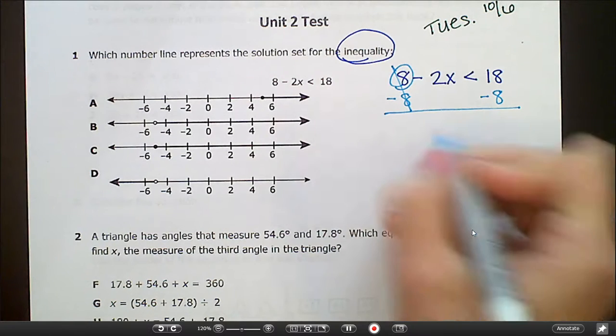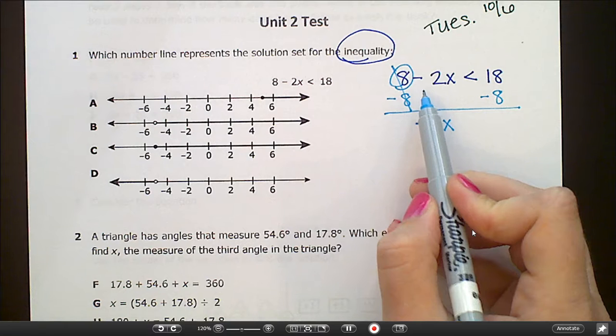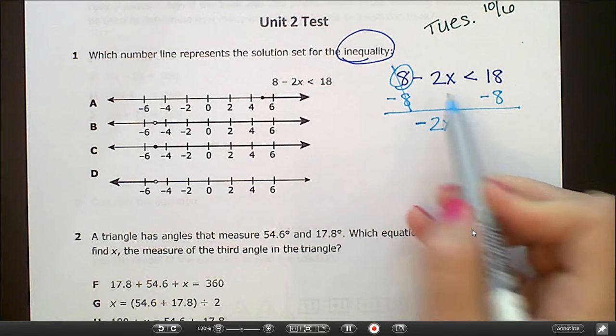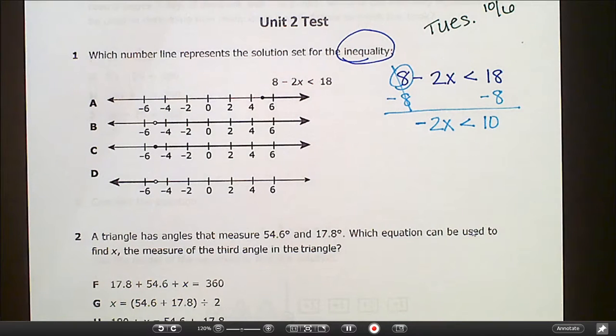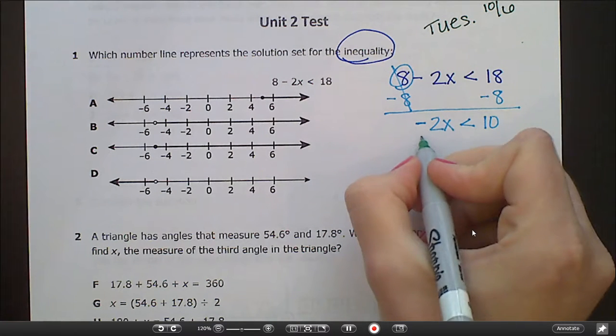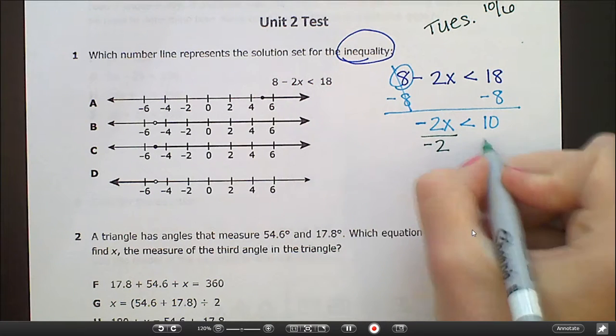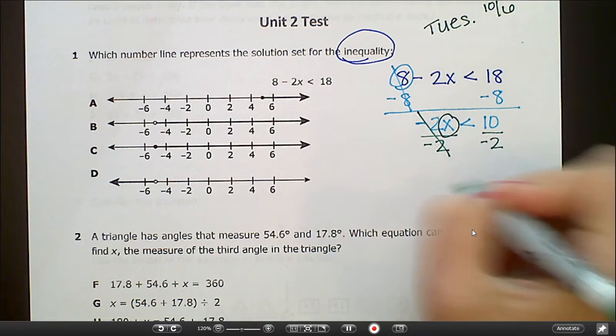When I do that, I'm left with negative 2x, because that negative sign stays with what follows it, is less than 10. I'm not finished yet. I still need to do one last step. To get x by itself, I'm going to divide by -2 on both sides. And that's going to get rid of that number right there, so that all I have left is x.